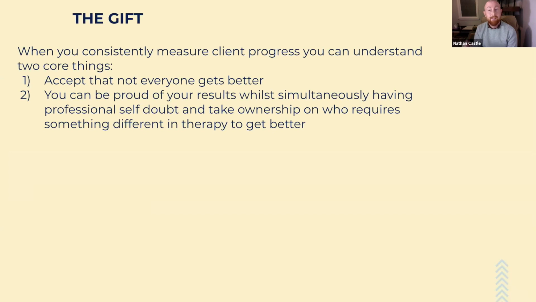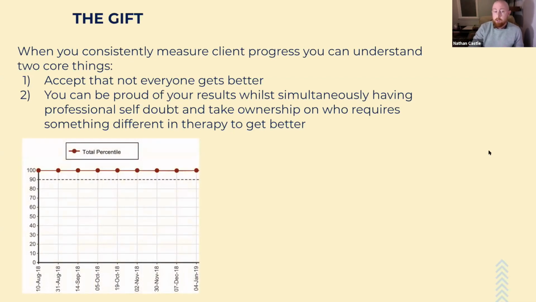Okay. I think we've probably summarized this now, which is good, because this is really the spirit of this training, that there is a gift here. When you are using outcome measures with your clients and you're actually able to measure progress, are they getting better, staying the same, or getting worse, you can actually understand two core things. Not everyone gets better, and that's okay. We can accept that and sit okay with that. But you can also be proud of the results of the difference you do make, whilst holding responsibility and taking ownership for what clients you identify need something different. It's not your ownership or responsibility to get them absolutely cured and recovered, but the ability to go, let's try something different here with this client.